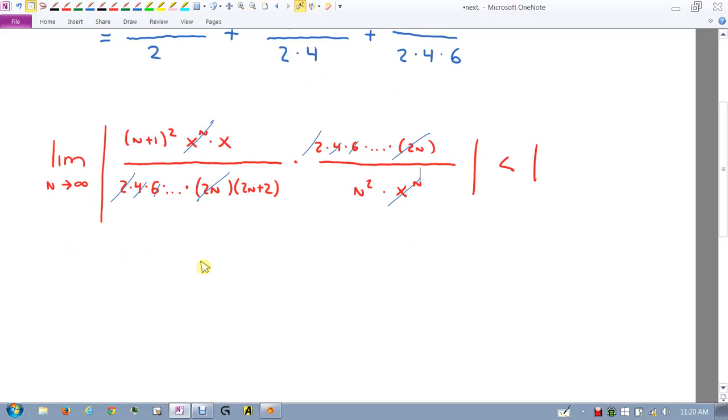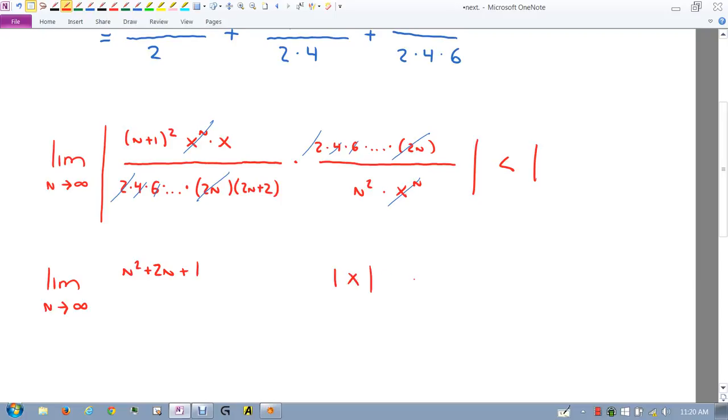So at this point, I think what I'll do is throw all my n stuff together and then all my x stuff together. Limit, n goes to infinity. In terms of n, what do I still have on top? N plus 1 squared. Let's go ahead and just FOIL it out. It's n squared plus 2n plus 1. I don't need an absolute value about that because that is positive. And what else is on top? X. I'll throw that over here.